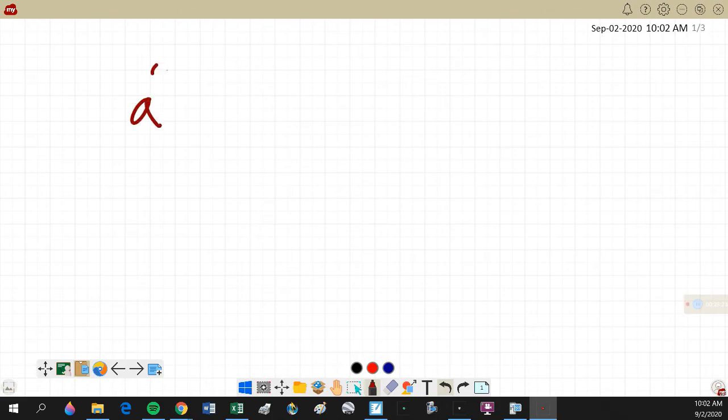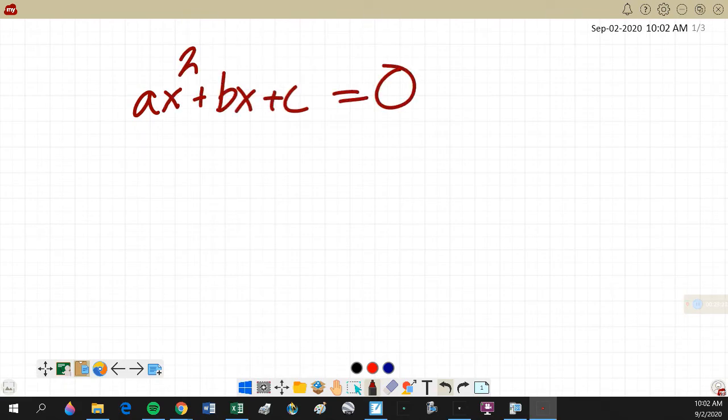I want to know what are the solutions to that equation. That represents every possible quadratic in existence, right? So if I complete the square on this, then I will get a formula that I can plug numbers into and solve quadratics without completing the square.